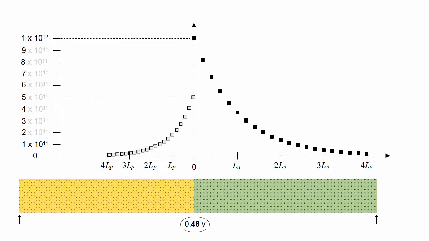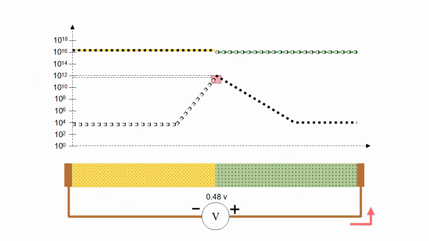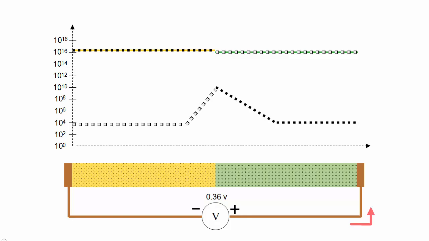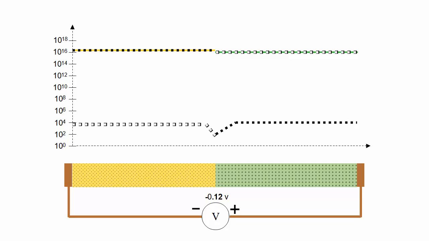Now we go back to the log plot of the majority and minority carrier concentrations. Reducing the voltage to zero gives us the original flat profile. Applying a negative voltage has the opposite effect, reducing the minority charge carriers near the junction. This is called minority carrier extraction, which is important in bipolar junction transistors.